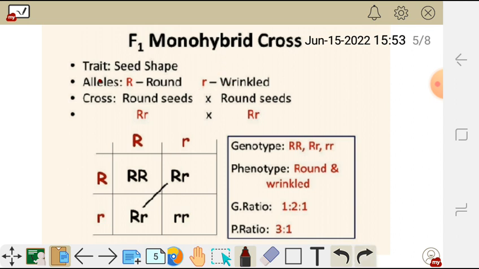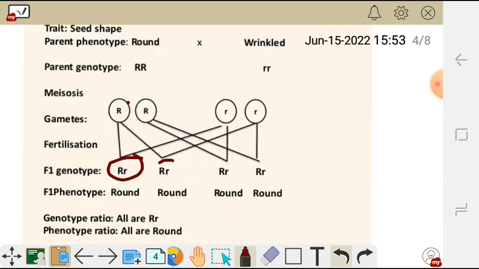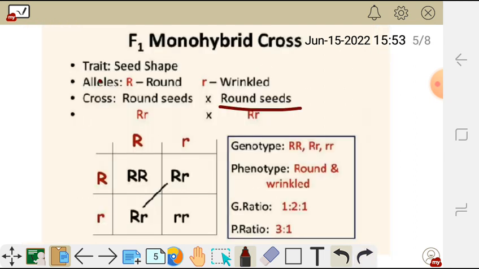So the cross is between the round seeds and the other round seed, because these offspring here are all round. So we are crossing these offspring. We have the genotype, which is heterozygous for all offspring, capital letter R and small letter r, capital letter R and small letter r. So what you do, you write these alleles separately using a Punnett square. You write this one on this side and that one there, and this other one you put on top, as the way we have done there.